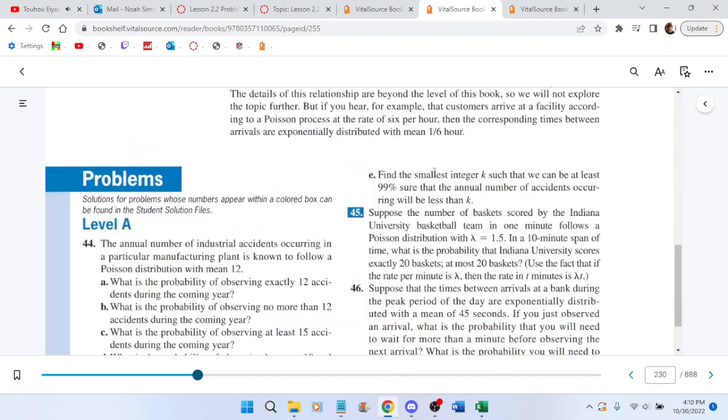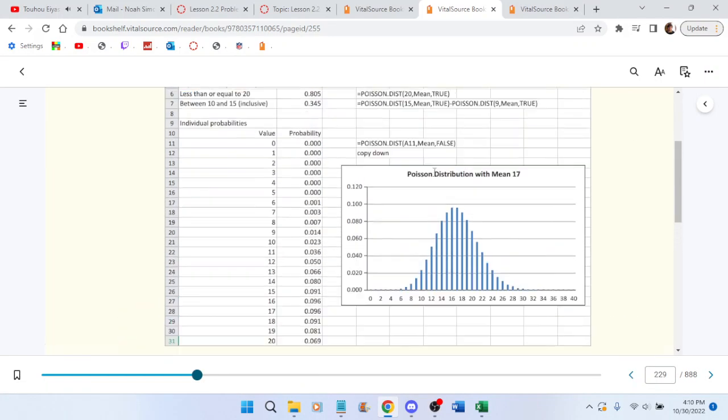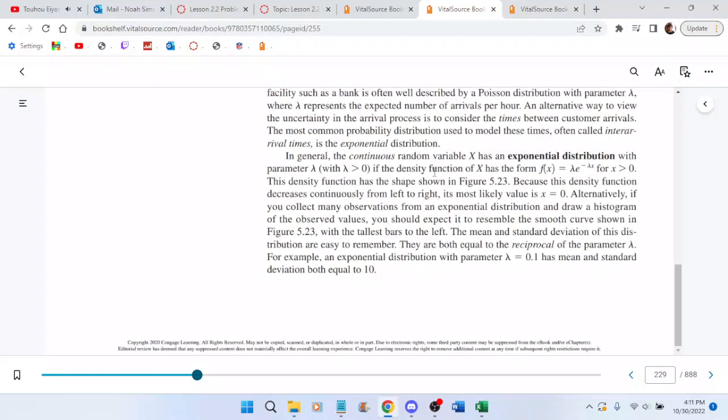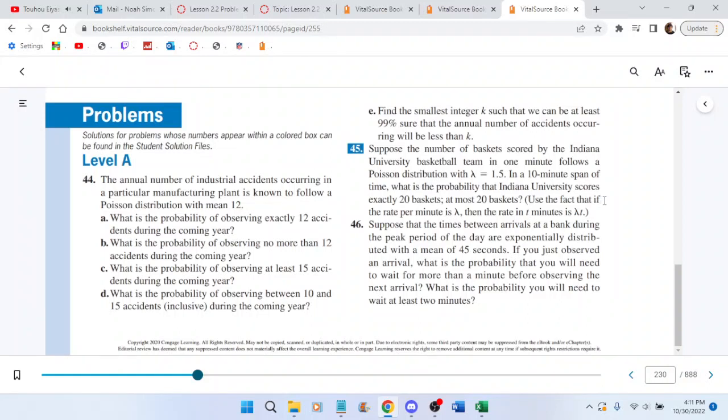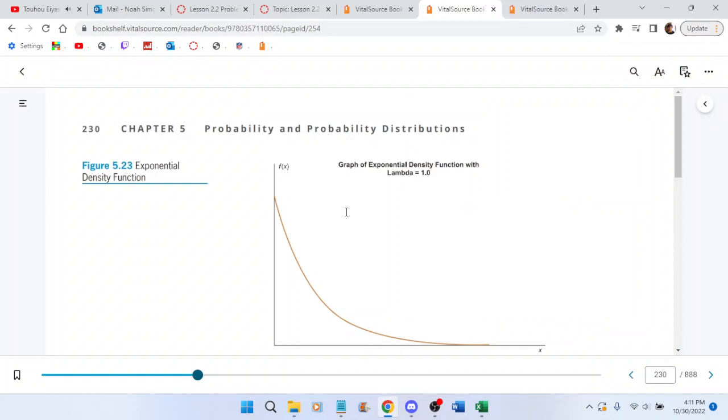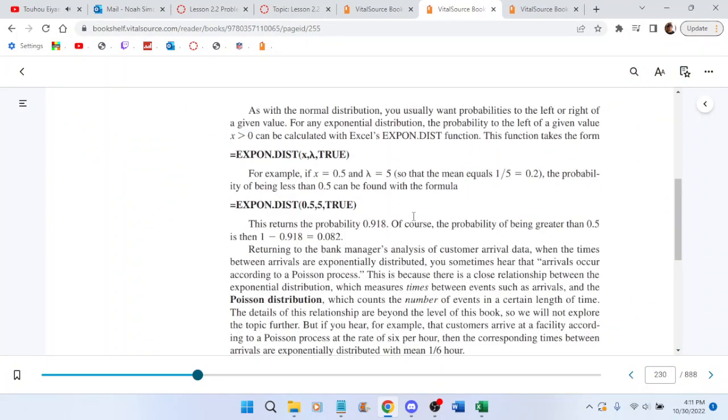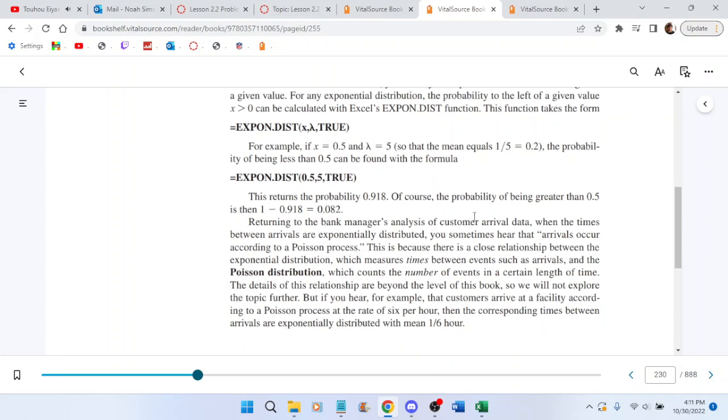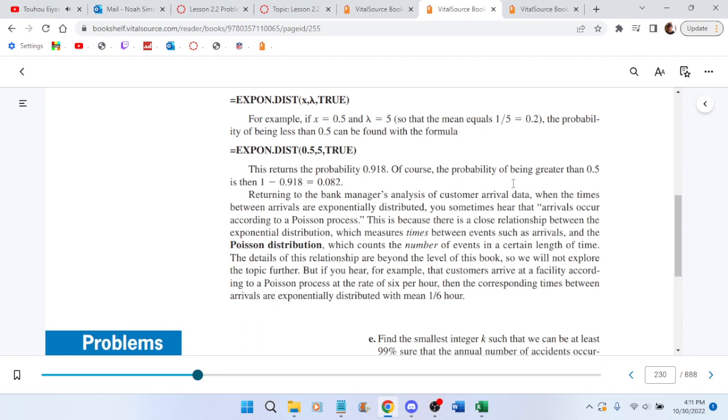I feel like this is just the same as before, pretty much. They don't even give you examples. They're just like... So they gave you the mean. If you just observed, most probably you need to wait for more than a minute. Wait, so... What are the things? Yeah, that's all you need. You don't even need anything else. It's very simple. Times between events. The exponential distribution measures the times between events and the Poisson measures the number of events.